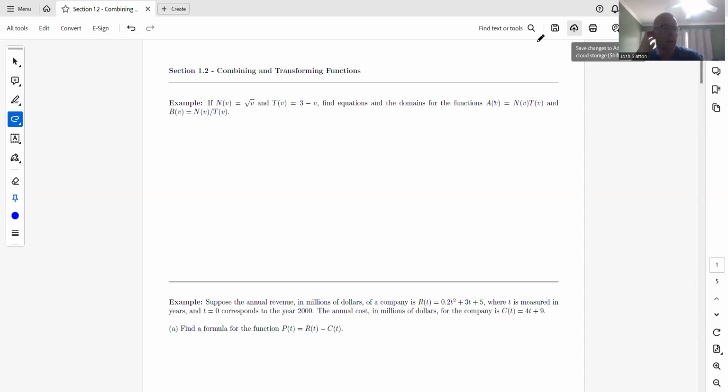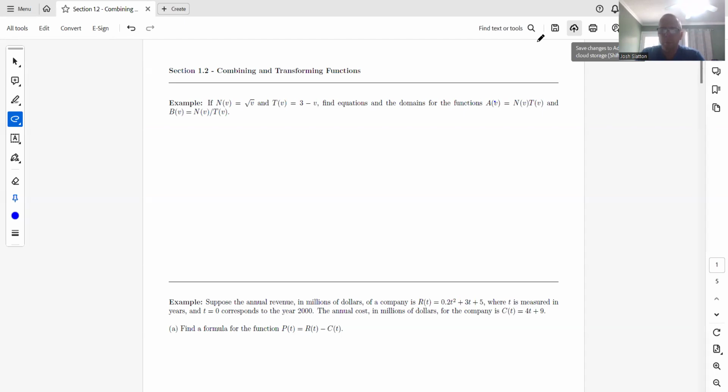All right, so in this section 1.2, we're going to review and talk about how to combine functions and how to transform functions, and things like that. So this will probably be, I would guess, 3 videos that we'll do for this chapter. The first one, we're just going to talk about adding and subtracting, multiplying and dividing functions, which is pretty basic and pretty much the way you would think it would be.